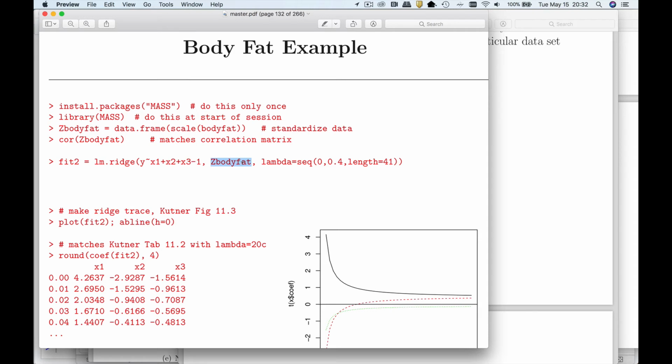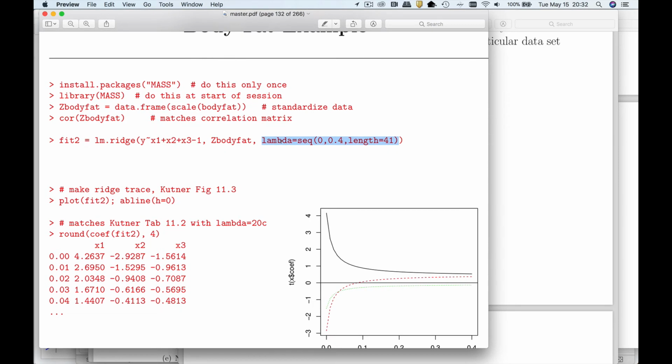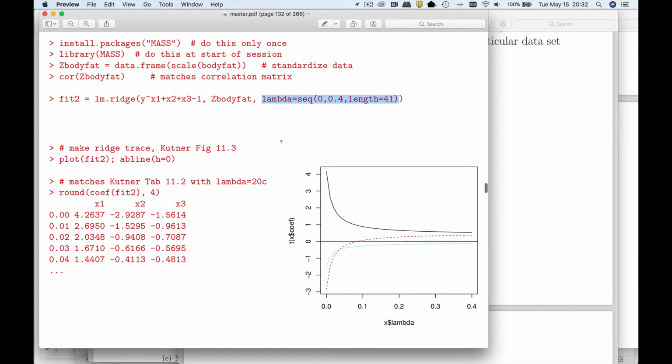The only thing that's new about it is you have to specify your lambdas. So here are my lambdas. To be consistent with the textbook I used to use, I'm choosing a sequence of lambdas where I start out at 0 and go all the way up through 0.4. So 0.4 is a fairly big lambda.